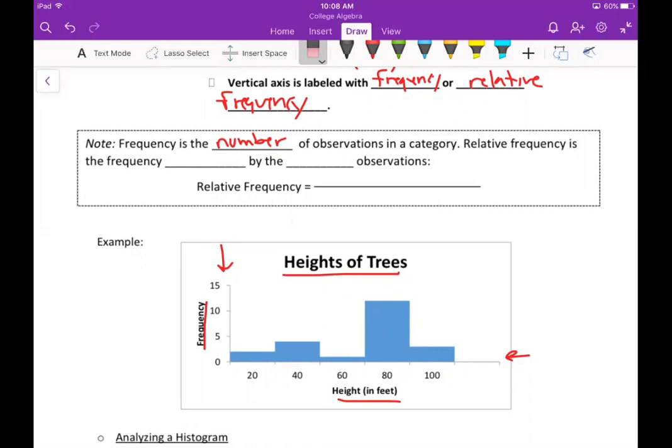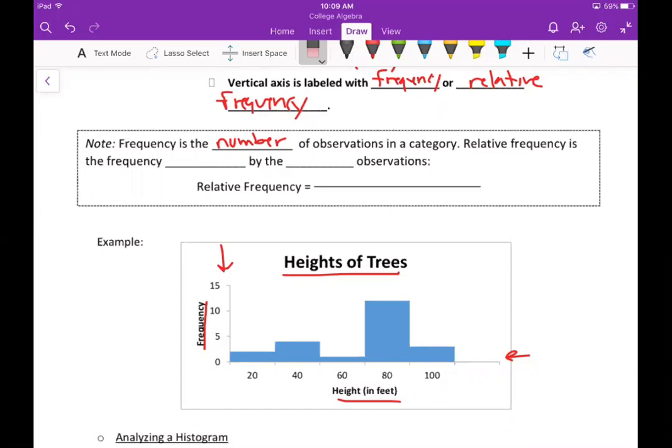Okay, you can always tell a histogram from just a category of 20 because all these bars are connected, so there's intervals here. Okay, so in this case, what we're seeing is frequency. It's telling us how many trees fit into that interval, how many trees fit into the next interval, and so on.